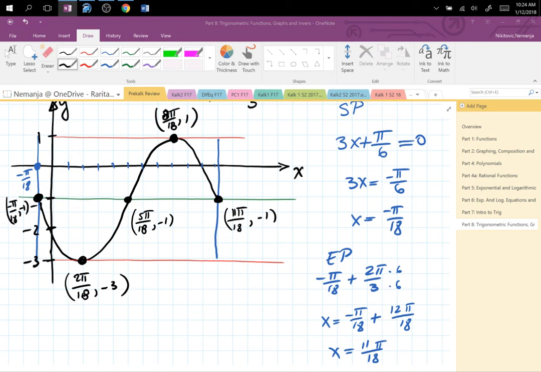So the basic graph is 0 to 2 pi, and then you have everything else work. Guys, 1 out of 6 done. Excited?